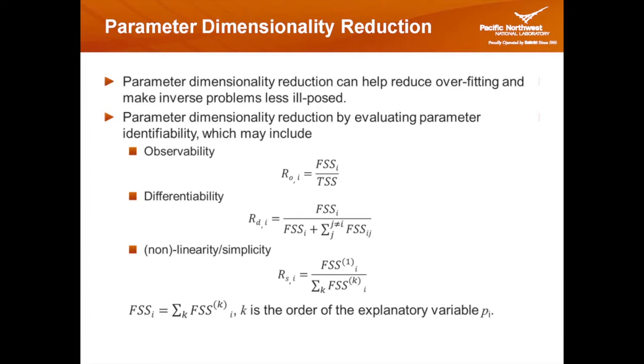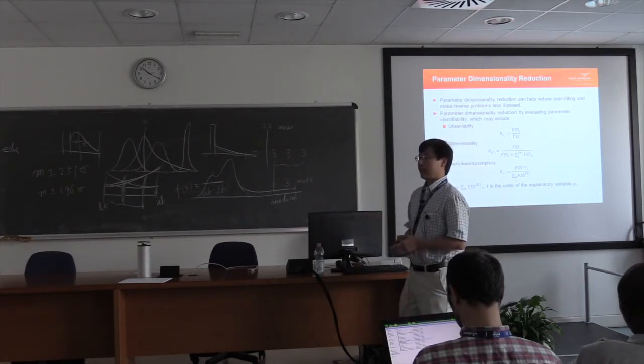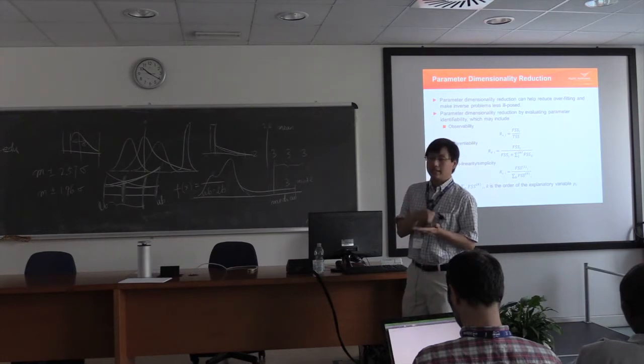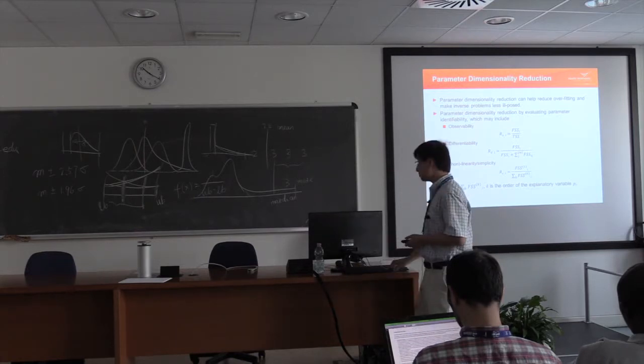The more it explained, the more observable of that parameter. And differentiability means sometimes parameter 1 and parameter 2 interact with each other. They play with each other together to explain some of the output variability. Then it's hard to differentiate them. So this is the formula of how, by removing and adding back the fitted sum square. This is probably too technical. I just want you to understand we have some criteria to tell if a parameter is important, and if it is, can we differentiate or identify it from the observations?